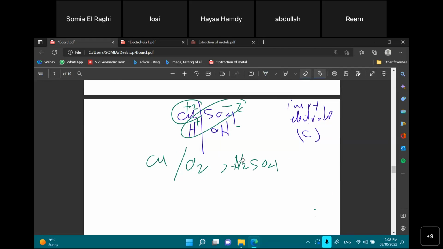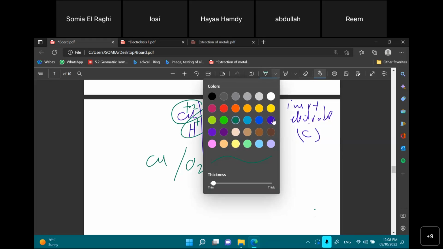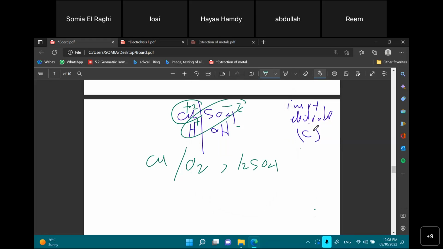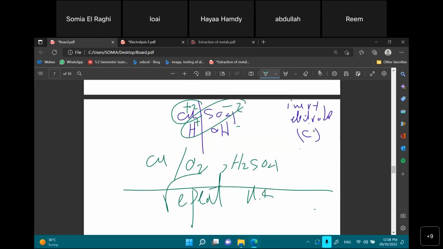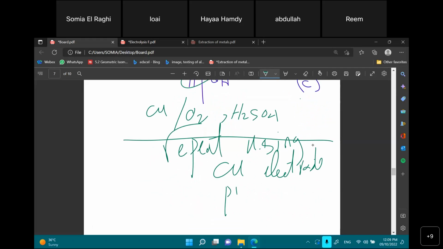If we use this electrolysis, in this case we use inert electrode. Again, inert here is either graphite or platinum or titanium, right? If they said the electrolysis was repeated, they repeated the electrolysis using what? Copper electrodes. Using copper electrodes. So what are they talking about? Purification or refining. All right, you will see this statement: electrolysis repeated using copper electrode.